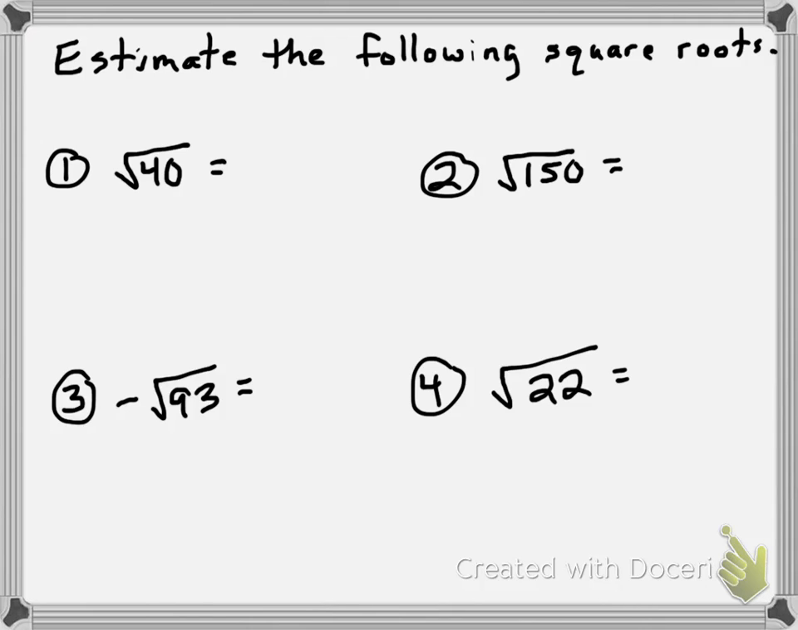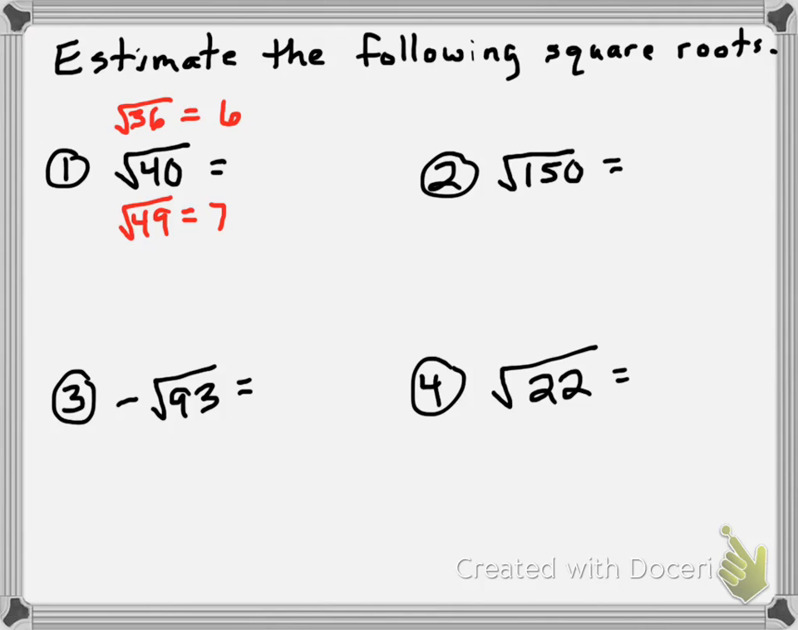Alright, so looking at the first one. The square root of 40. We don't know what the square root of 40 is, but we know some perfect squares that are around 40, because I know 36 is a perfect square, so the square root of 36 would be a little smaller than the square root of 40, and the square root of 49 would be a little bigger than the square root of 40. Well, square root of 36 is 6, square root of 49 is 7, so I know I'm going to be in between 6 and 7.